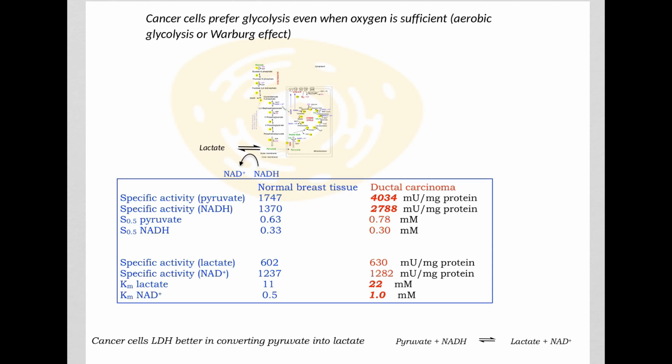So all of this data basically showed that the breast cancer tissue had LDH that was better in converting pyruvate into lactate. So it was converting pyruvate into lactic acid, okay, rather than converting lactic acid into pyruvate. Because remember, this enzyme LDH can catalyze the reaction in either direction. So cancer cells prefer to make pyruvate into lactic acid and not the other way around.